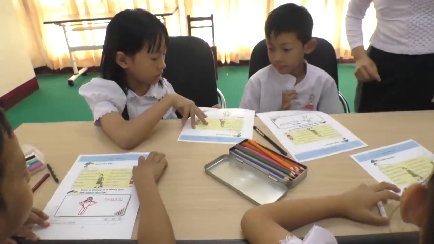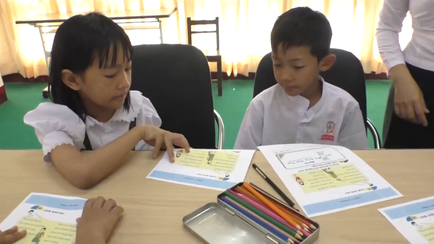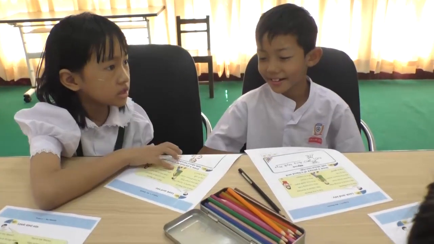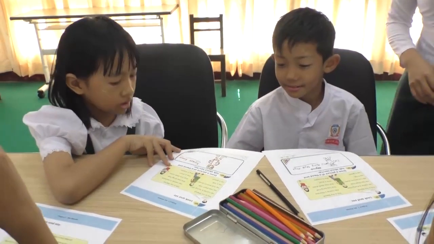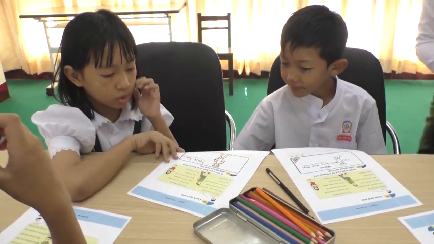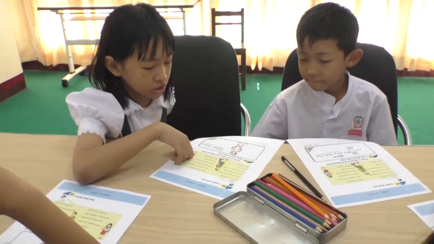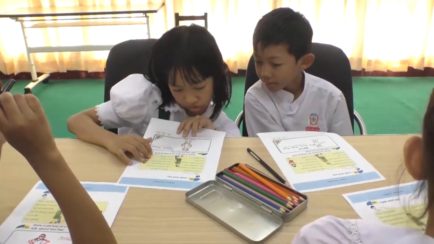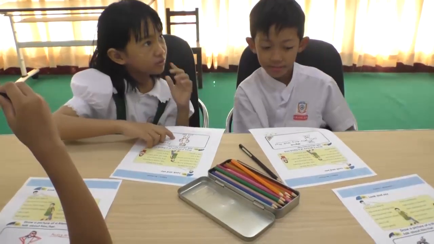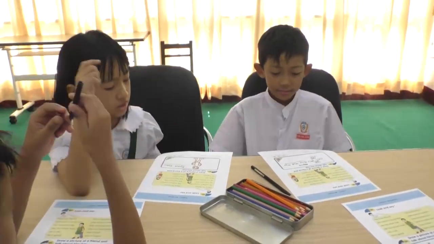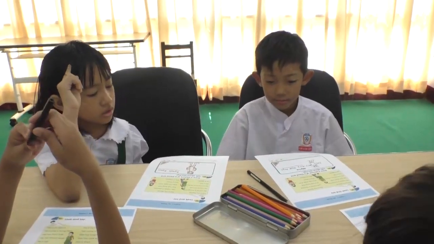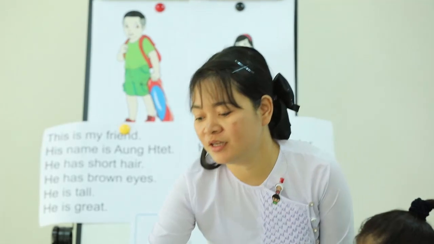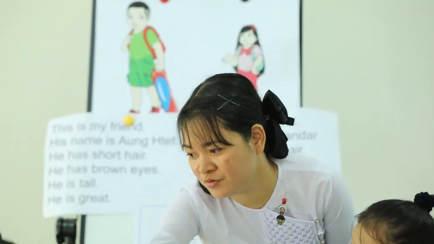This is my friend. Her name is Chocho. His name is Chocho. He has short hair. Is he great or happy? Is he tall? Tall. Okay. He is great. Great. Okay.